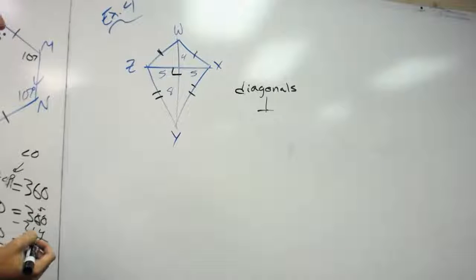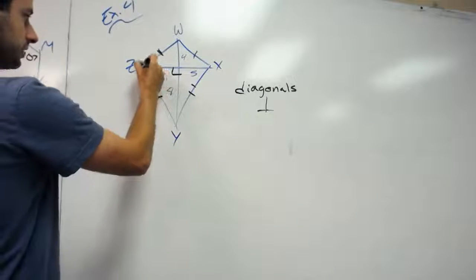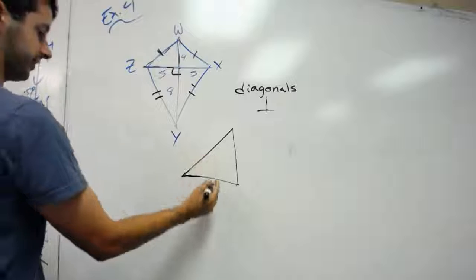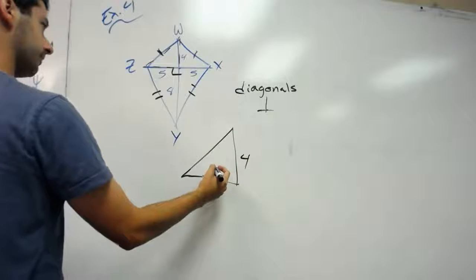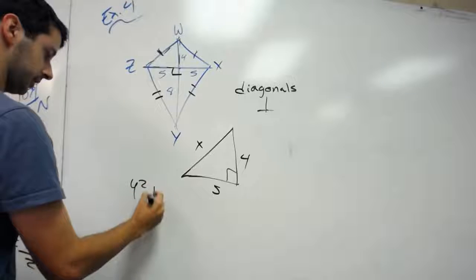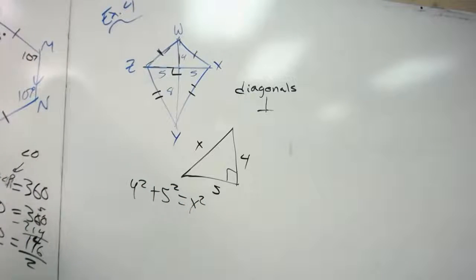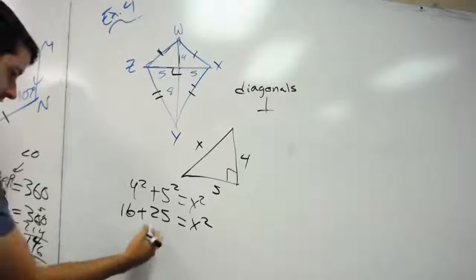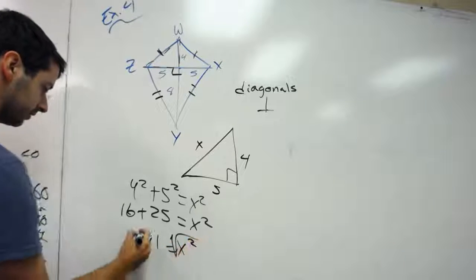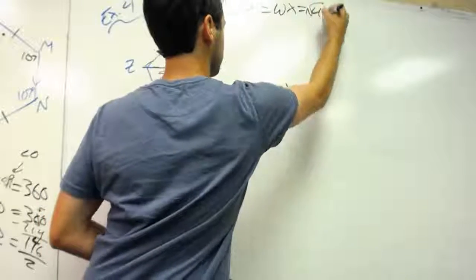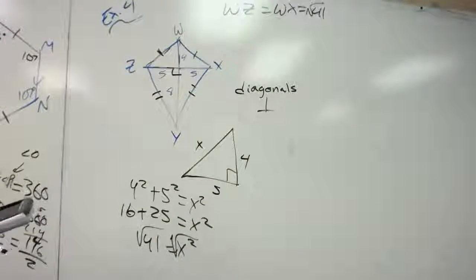Well, if I divided this into little triangles here, because we know all of these sides, let's look at this triangle first. What do we know about this triangle? Well, we know this is 5. We know this leg is 4. And we only need to find x. So therefore we can use the Pythagorean theorem. 4 squared plus 5 squared equals x squared. Remember, the hypotenuse squared is isolated. 16 plus 25 equals x squared. 16 plus 25 is 41. So the square root of 41 is WZ and WX.